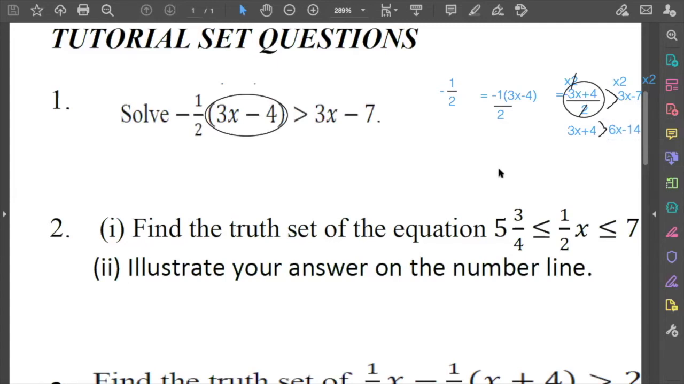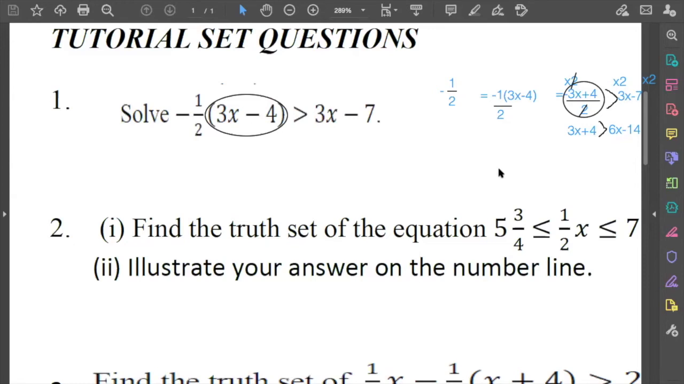Good. Now, the next step is to group like terms. Now, there are 2 main rules that we need to understand here. Good. Now, the first one is anytime we divide by a negative value, the sign of the inequality is going to change to the other way around.